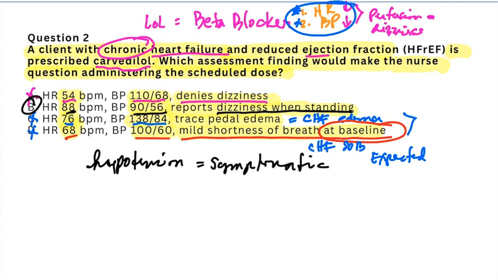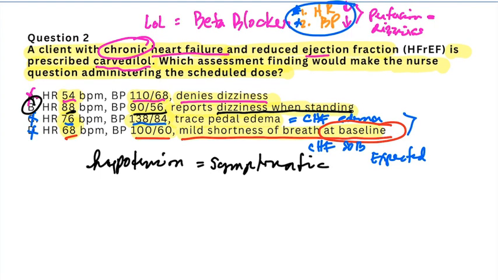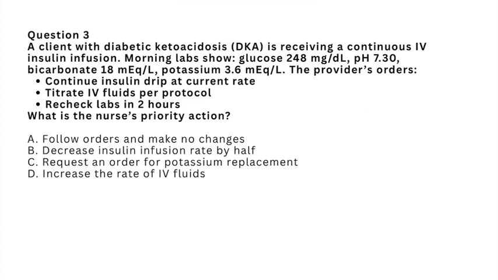And that's the reason why that is the correct answer, because that's the one that the nurse had to question when it comes to, do I give the next dose because of this clinical manifestation? So letter B is the correct answer in question number 2. Okay, so let's go to question number 3.